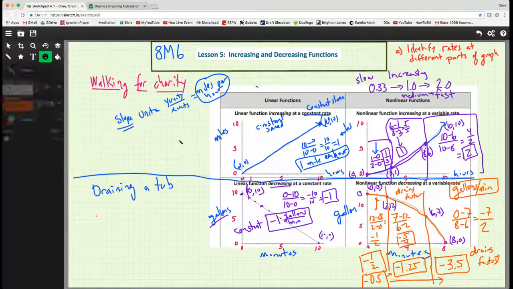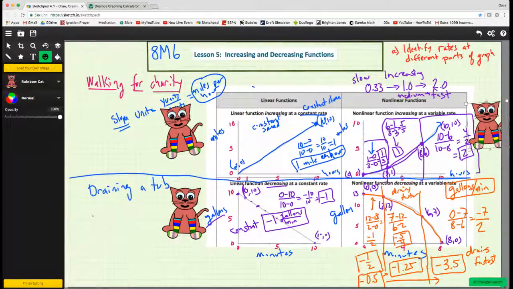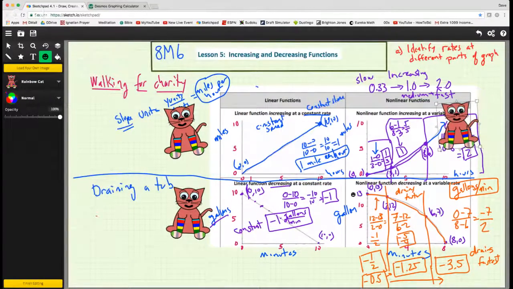Let's lay down some happy cats, because this is some pretty good learning here. Very important concepts: how to read graphs that are flat, or have straight lines, and how to read graphs that have curved lines. Okay, let's move forward.